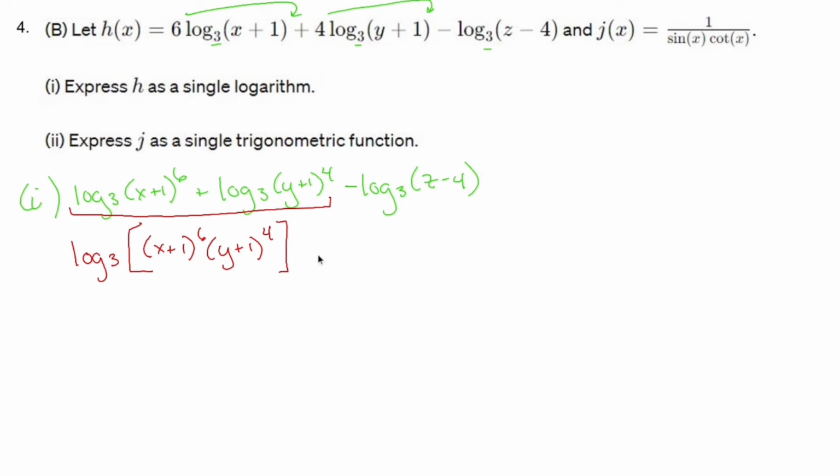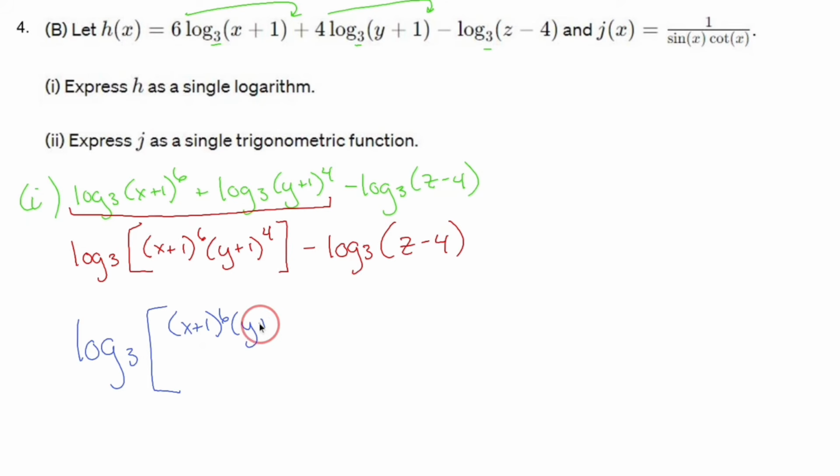I think we're okay leaving it like that. You're still going to subtract log base 3 of z minus 4. Now, when you subtract logs of the same base, you divide the insides. So last but not least, our single logarithm is going to be log base 3 of (x plus 1) to the 6th, (y plus 1) to the 4th, which didn't change, over z minus 4 in an unnecessary parentheses. But now we have everything in a single logarithm.